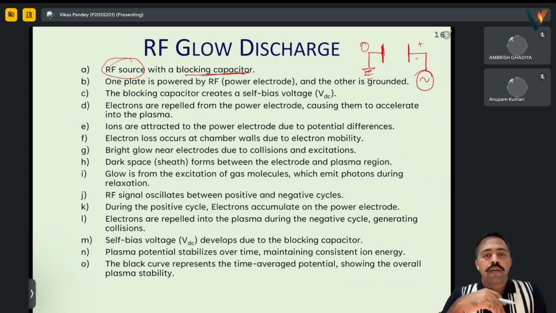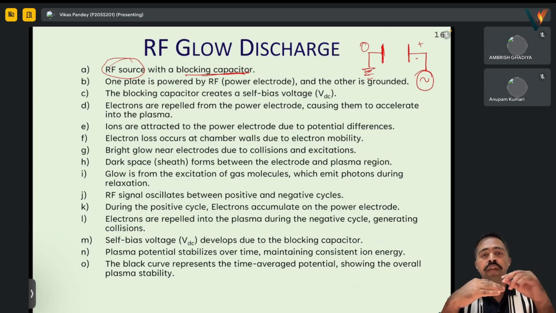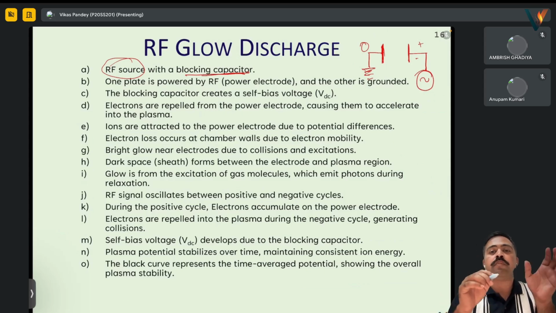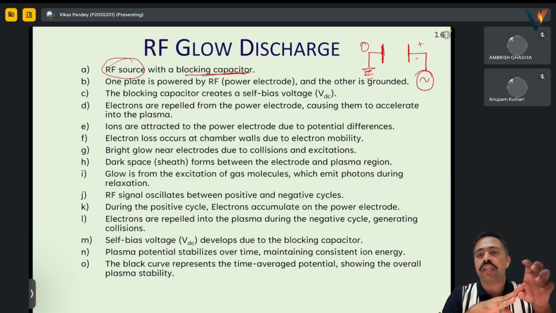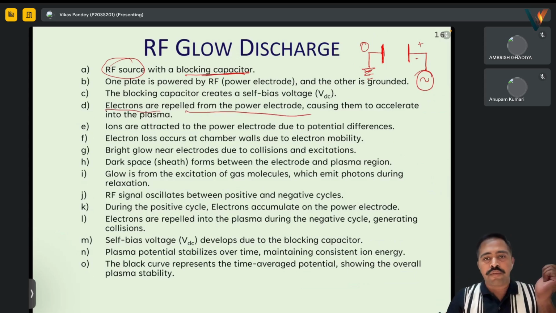The blocking capacitor that is connected with this will get charged and discharged. This will create a self-bias voltage. So here also we are creating a DC bias, but since we don't want the accumulation of charges, that way we are creating a self-bias voltage. So the electrons are repelled from the power electrode.